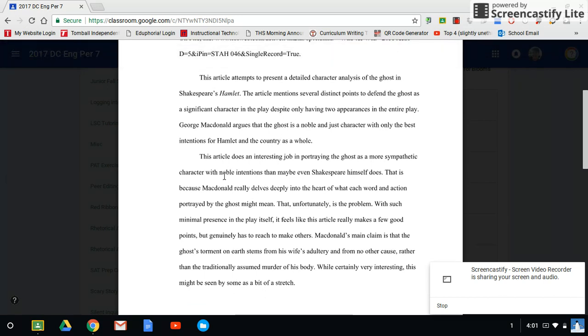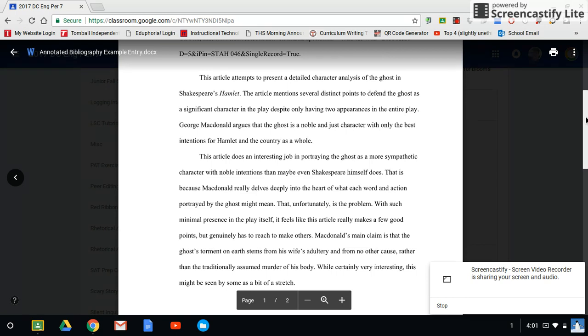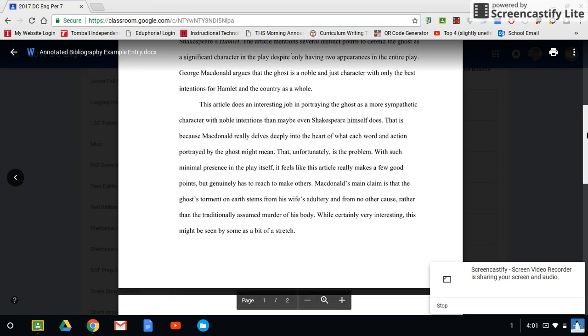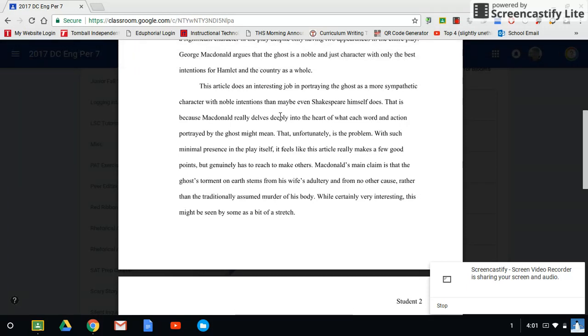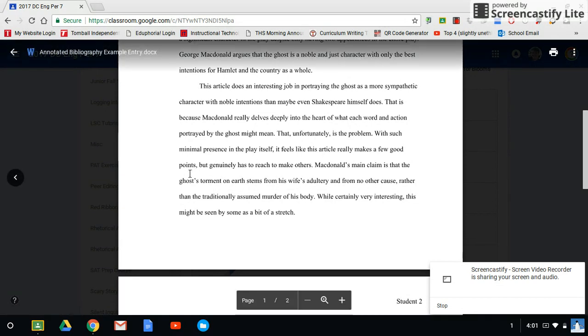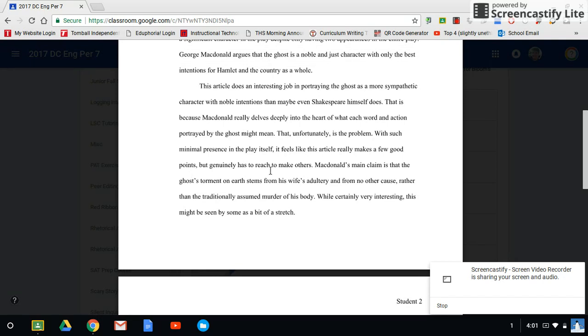Right here, I say this article does an interesting job in portraying the ghost as a more sympathetic character with noble intentions than maybe even Shakespeare himself does. That is because MacDonald really delves deeply into the heart of what each word and action portrayed by the ghost might mean. That, unfortunately, is the problem. With such minimal presence in the play itself, it feels like the article really makes a few good points, but generally has to reach to make others.